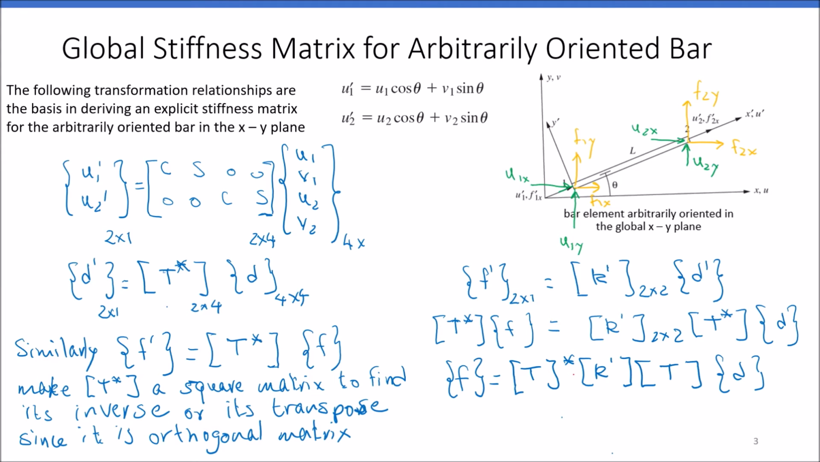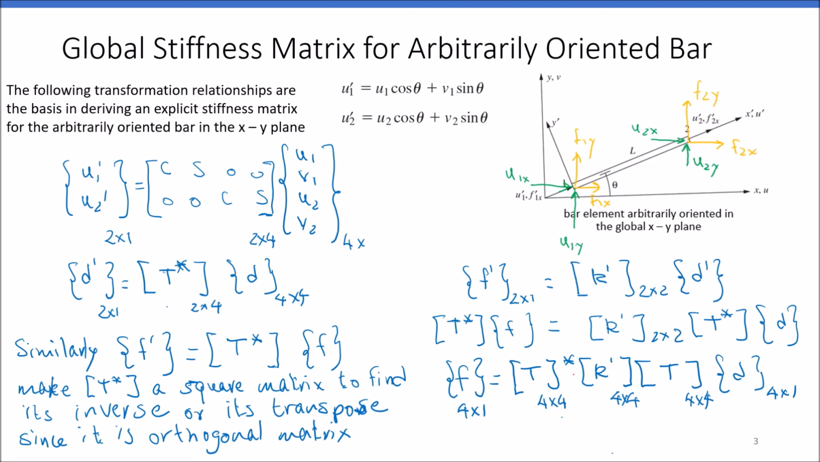Now please note that here F is a 4 by 1, D is a 4 by 1, and when we make the T star matrix a square matrix, I'm going to end up with a 4 by 4. K prime is going to be a 4 by 4, and T as a 4 by 4.